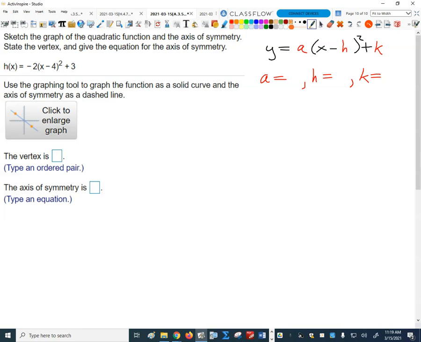Okay, good. So A would be, there's our -2, good. H is 4, because that's what we're subtracting from x, +4. And K is 3, good. So then we know that our vertex has coordinates 4, 3. So there's our vertex. Everybody type the axis of symmetry in there for me, please. Type in the equation of the axis of symmetry.